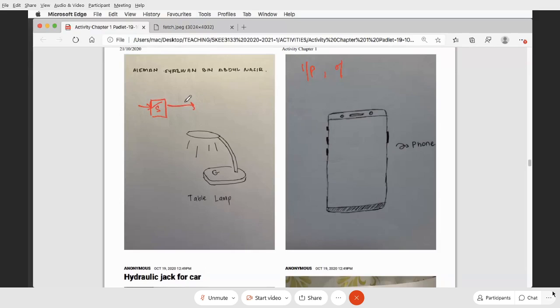I don't know what happened to this one. Long time no use. What happened?